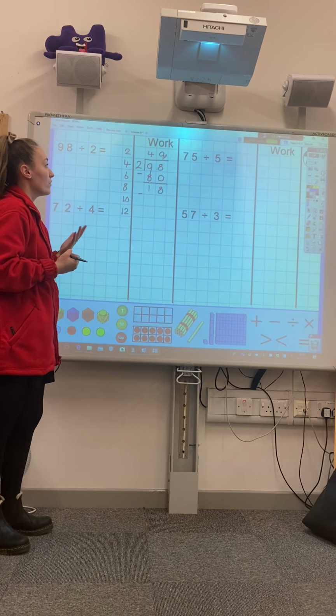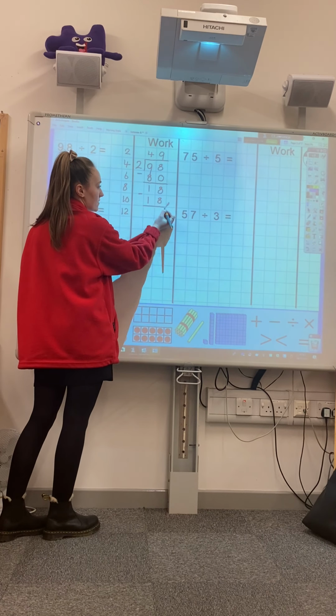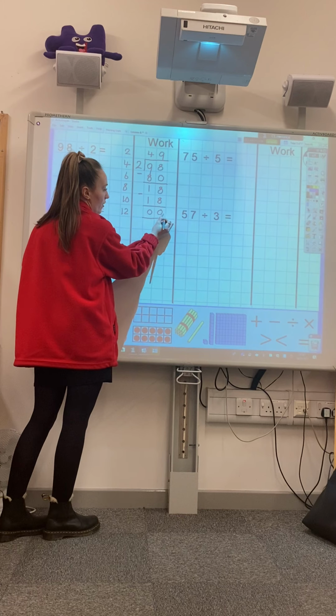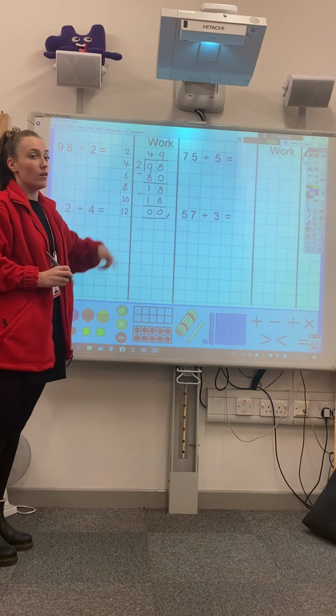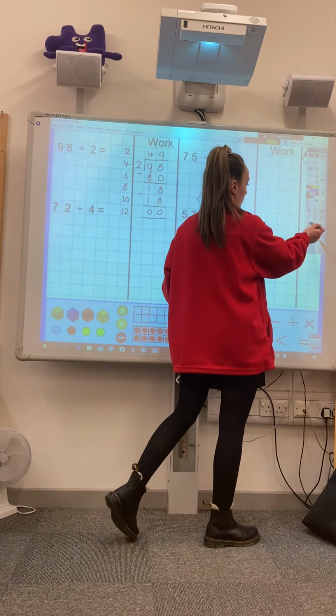which would be 49. And then I'm going to take 18 away to see if I have any remainders left. So 8 take away 8 is 0, 1 take away 1 is 0. I haven't got any remainders, so 98 divided by 2 would be 49. Okay, let's have a go at this next one.